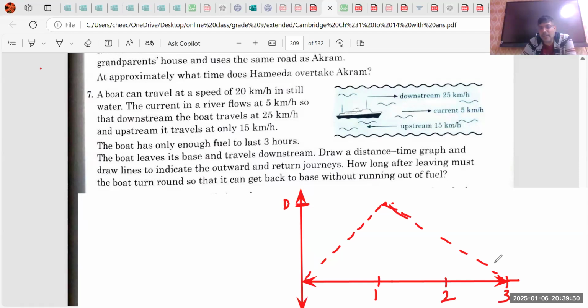Yes, Ore, is the graph matching? Yes, sir. I'm just writing the value.